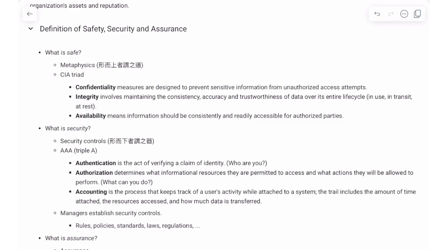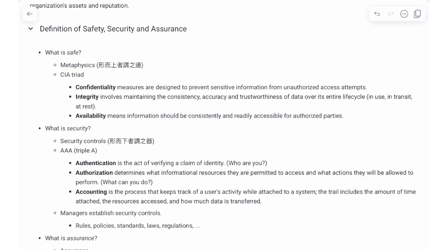So basically, maybe they have a commercial on the TV that says, okay, we provide some services or some product to the consumer, and if you use our product or our services, I guarantee, for example, the data is with confidentiality, integrity, and availability.